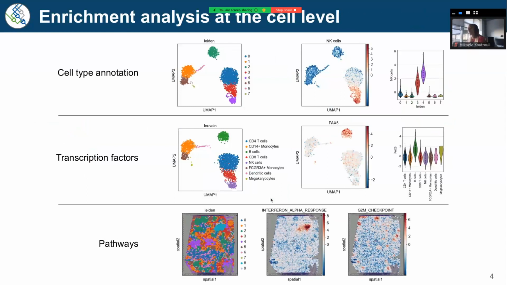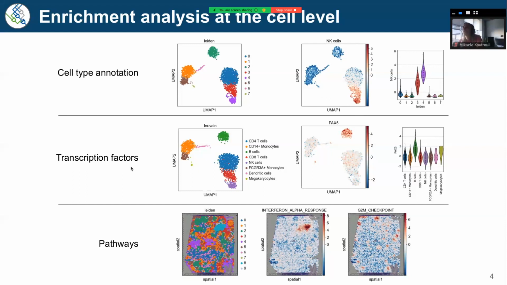So enrichment analysis can be done at the single cell level. For example, it can help with cell type annotation. Here we have the classic PBMC. If you have marker genes for natural killer cells, we can perform enrichment analysis and we see, oh, surprise, cluster 4 seems to be enriched by natural killer cell markers, right? And here we would annotate this cluster as being natural killer.